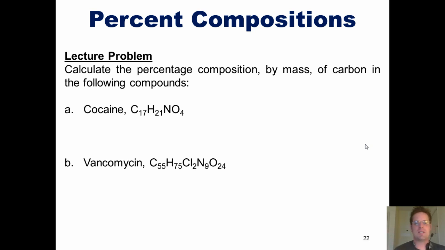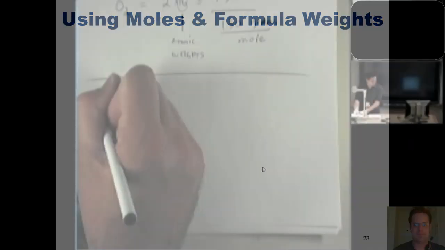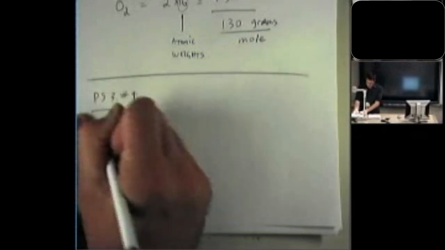This brings us to another great lecture problem. Calculate the percent composition by mass of carbon in each of the following compounds: cocaine, which has this formula, and vancomycin. I'll show you how to address these by looking at the DocCam. So this is problem set 3, number 4, part A.